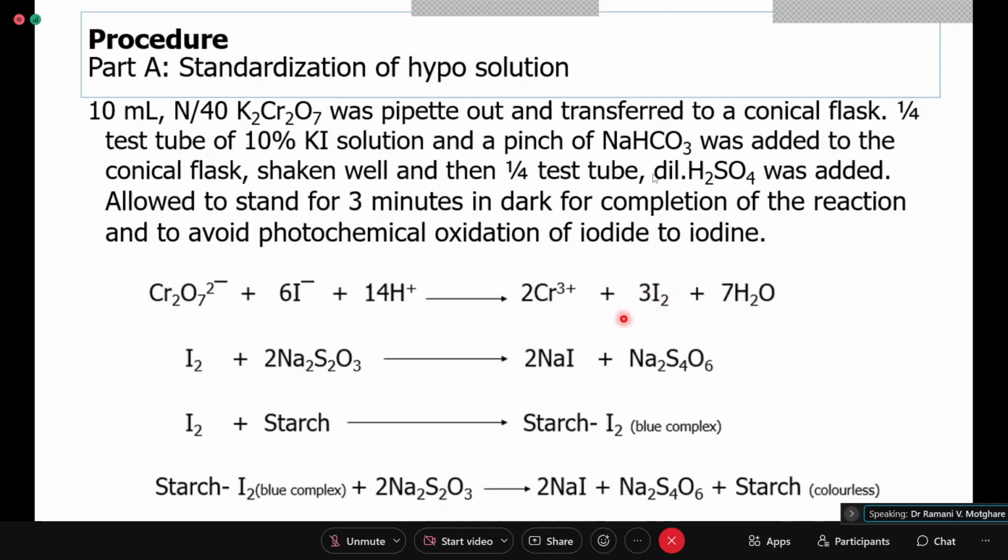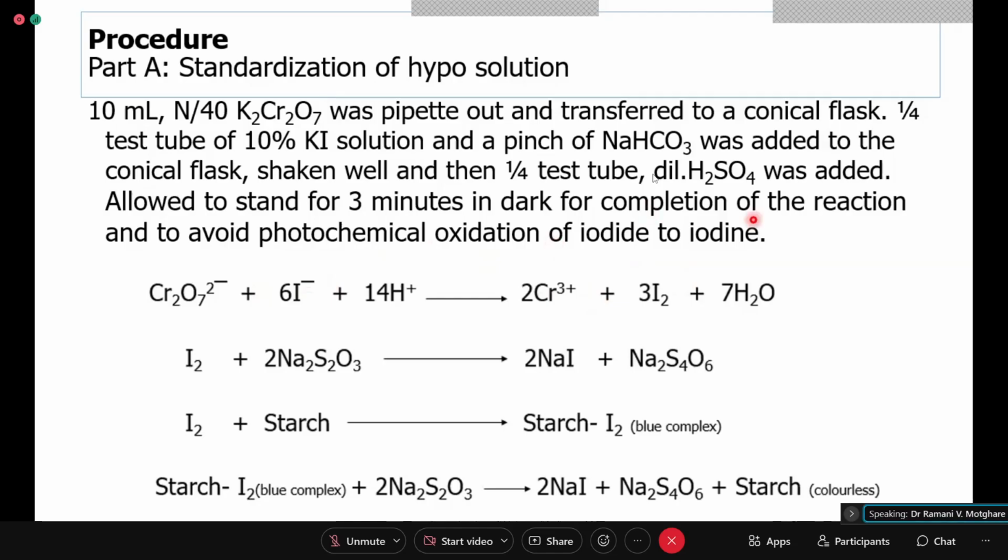So KI is never stored in a colorless glass bottle. KI solution is always stored in an amber colored bottle so that light will not interfere and photochemical oxidation of iodide to iodine should not take place. But even after that, if you open the bottle after 15 days, it will have a slight yellow tinge. If you open it after 6 months, it will look yellow. Okay, so that is the reason.